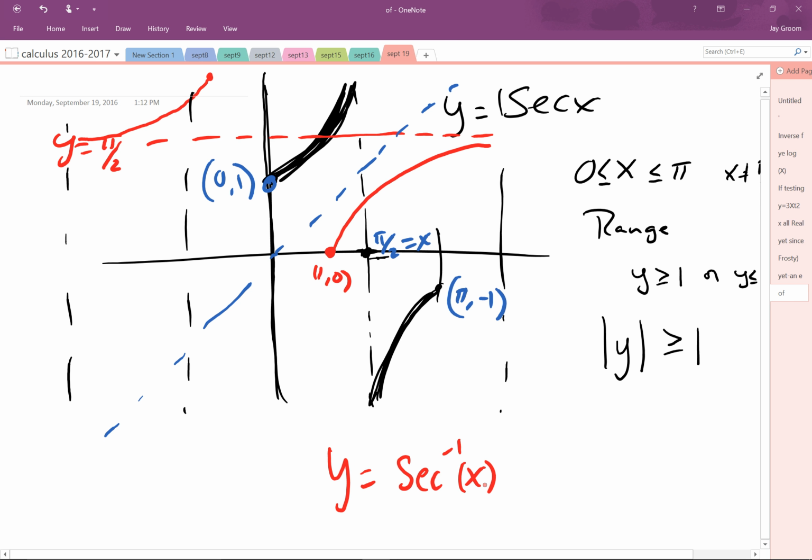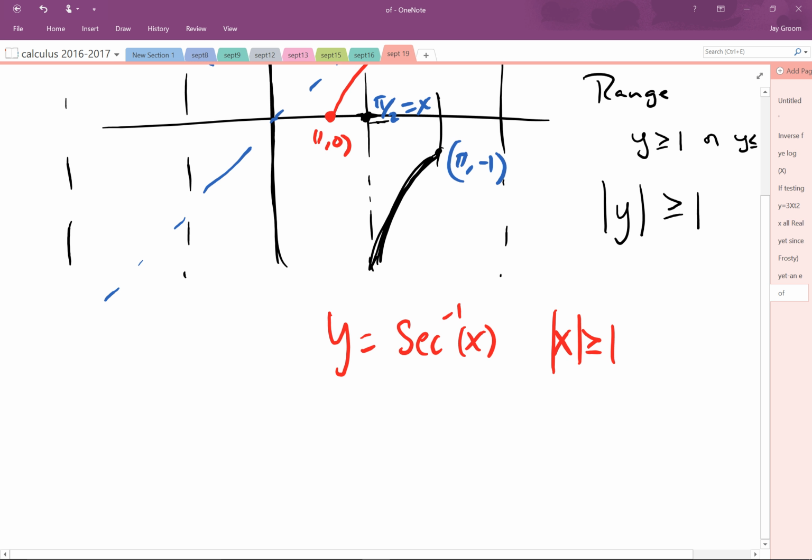Okay? Where is it defined? Well, its x values will be what? Greater than or equal to 1, absolute value. Yes. And its y values will be between 0 and pi, right? But it better not ever equal pi over 2.